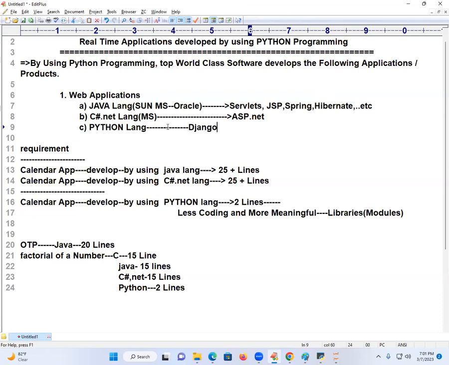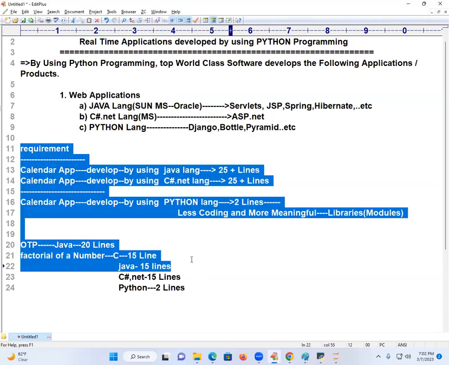Like other technologies, Python contains Django, which is one type of technology. Next is Bottle, one more type of thing. Next is Pyramid. These are the technologies. We use the Python language in these technologies for the development of web applications.